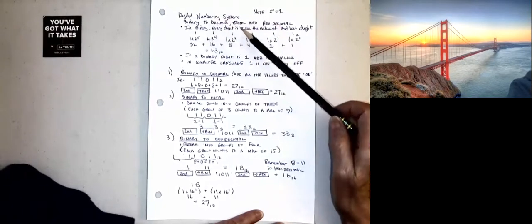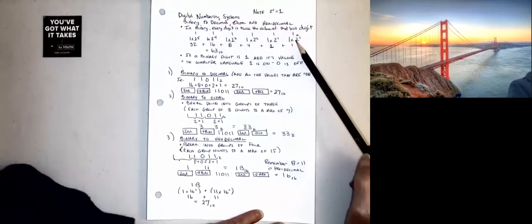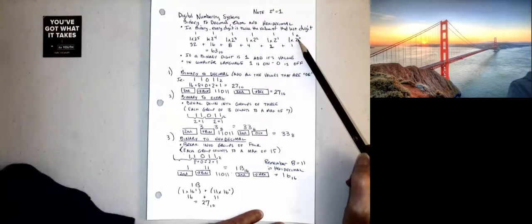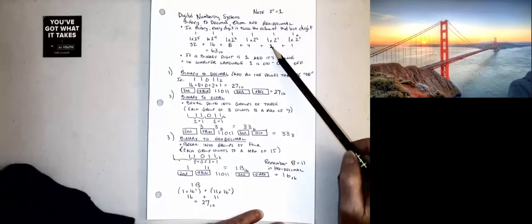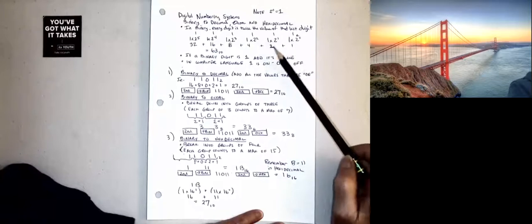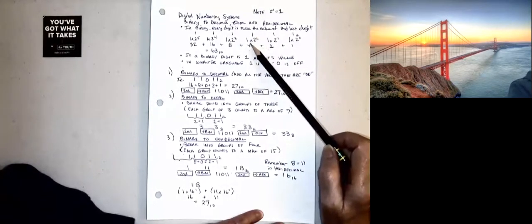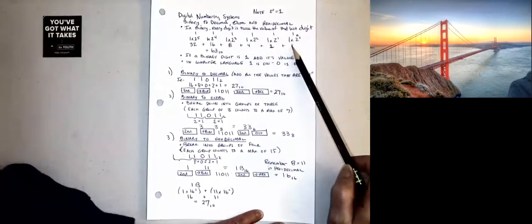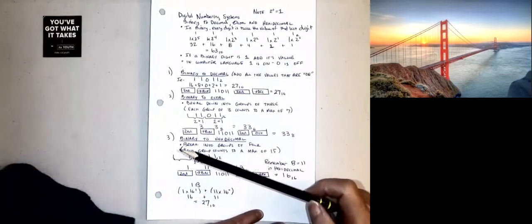So in binary, every digit is twice the value of the last digit. If we examine this, 1 times 2 to the power of 0 is 1. Then 1 times 2 to the power of 1 is 2. So 2 is double that. Then 1 times 2 to the power of 2 is 4. And you'll notice that as we go up, this always doubles. So 1, 2, 4, 8, 16, 32, and you can keep going as high as you want.